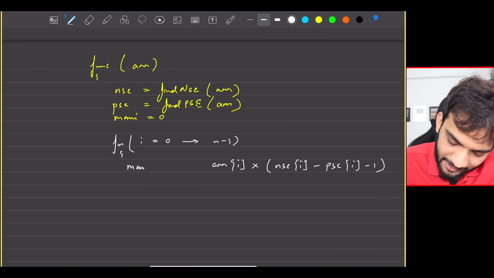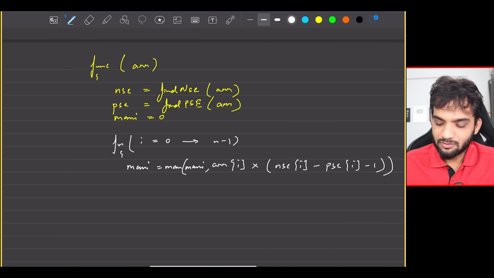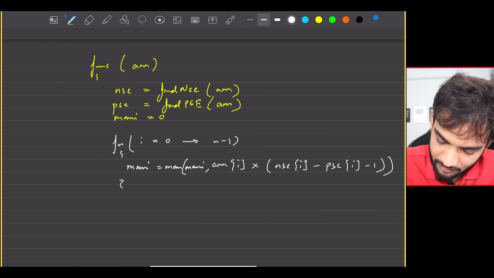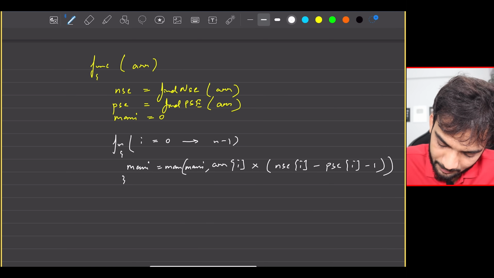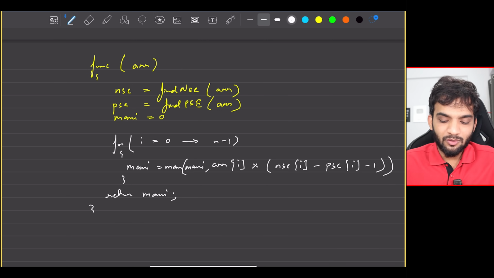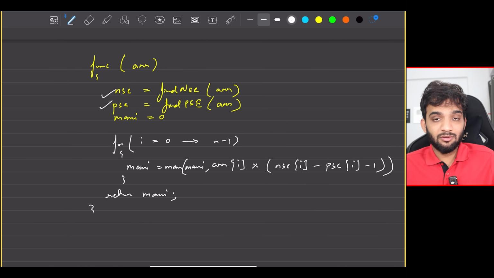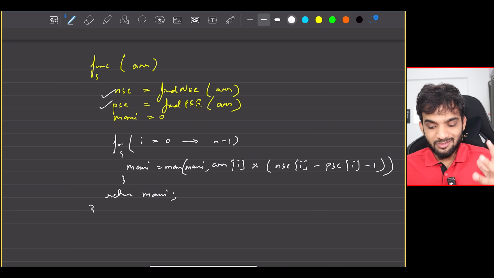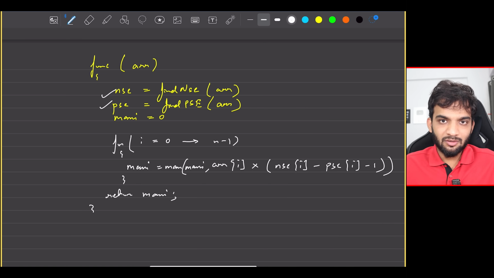And I need to compare it with maximum. So maximum equal to max of maximum comma this. And that's it. And eventually you could end up returning the maximum. Done and dusted. So if you know next smaller and previous smaller, which I've already taught, this problem is a cakewalk.